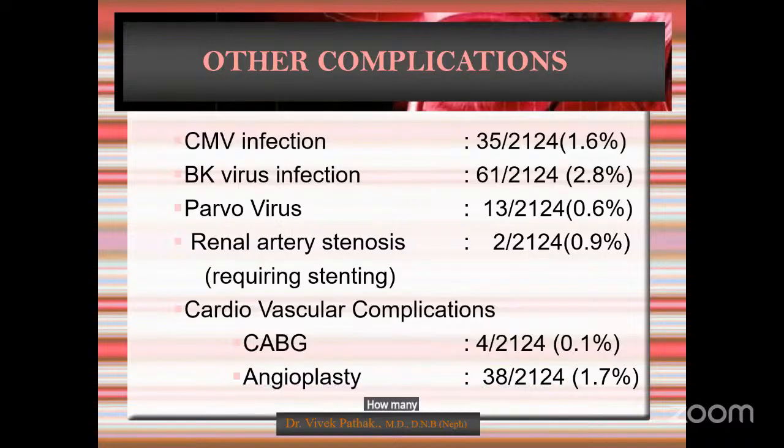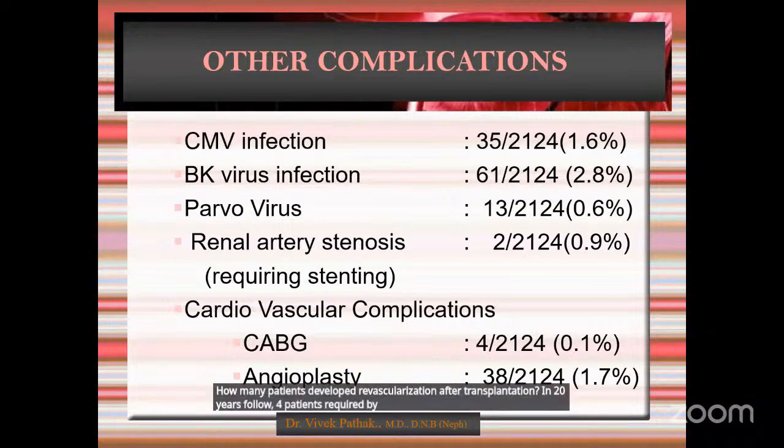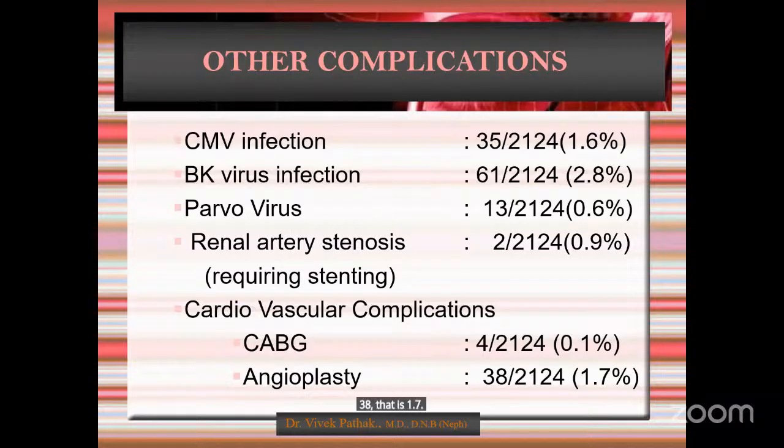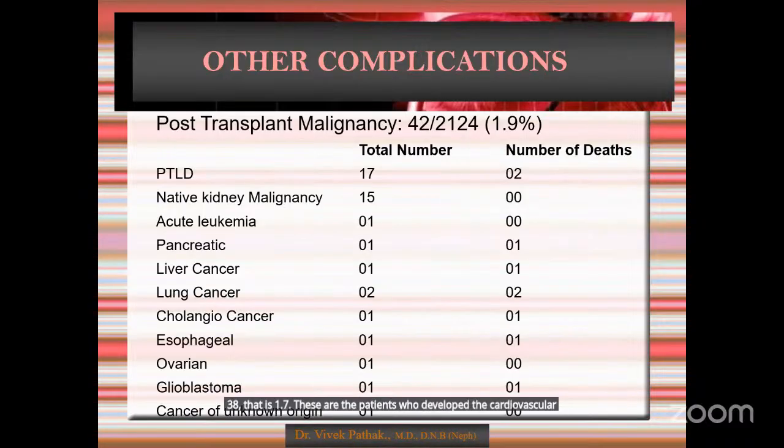How many patients required revascularization after transplantation? In 20 years of follow-up, 4 patients required bypass, and angioplasty and stenting were done for 38, that is 1.7%. These are the patients who developed cardiovascular problems post-operatively. This is the data on malignancy, which I don't think has been reported from our country.